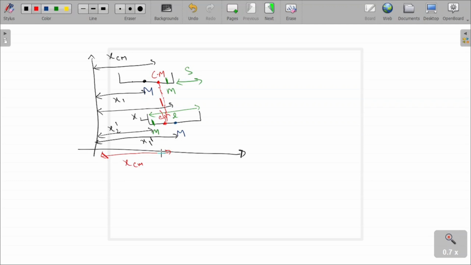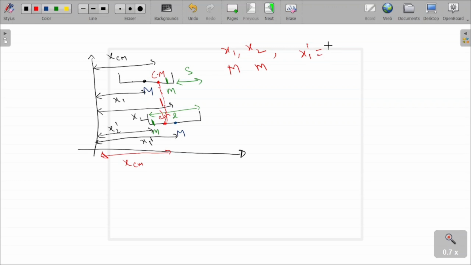Okay, got it? So now initially the distance is x1 and the other distance is x2. When it is x1 distance, the total mass is capital M. When it is x2 distance, the mass is small m. Okay, now the center of mass is the same. The person is about to travel a distance of length L. So now what about x1 dash?